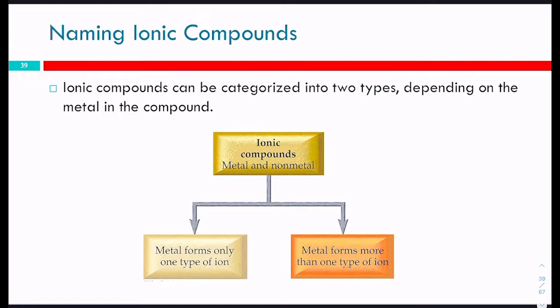So if we have ionic compounds, we can break that down a step further into metals that form only one type of ion. And again, those are all the ones on the element quiz 2, which will be in 2 weeks. And then we have all the other metals which form more than one type of ion. So we have to name those differently because in the name we need to indicate what that charge is, or what that ion is.